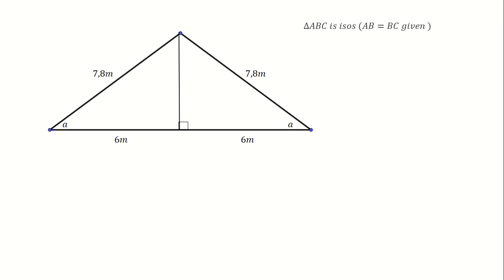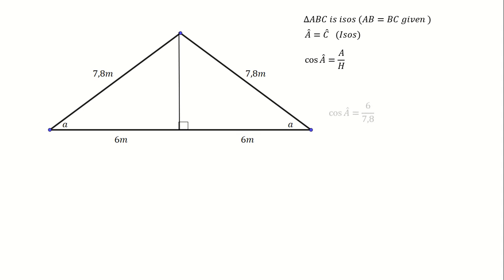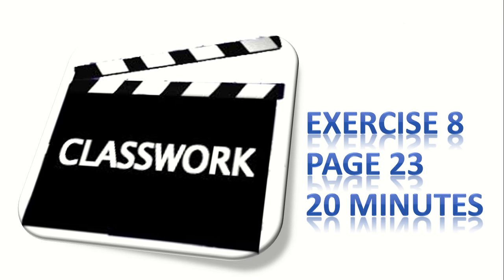The same scenario here. For me to calculate alpha, I will have to obviously use my cos because I'm given the adjacent, and it will be 6 over 7,8. Find the inverse cos of that, it will be 39,7. Now please do this exercise. It's exercise 8. It's on page 23.